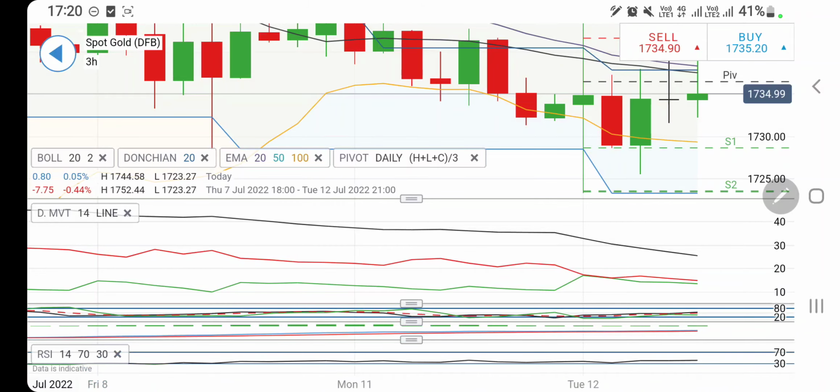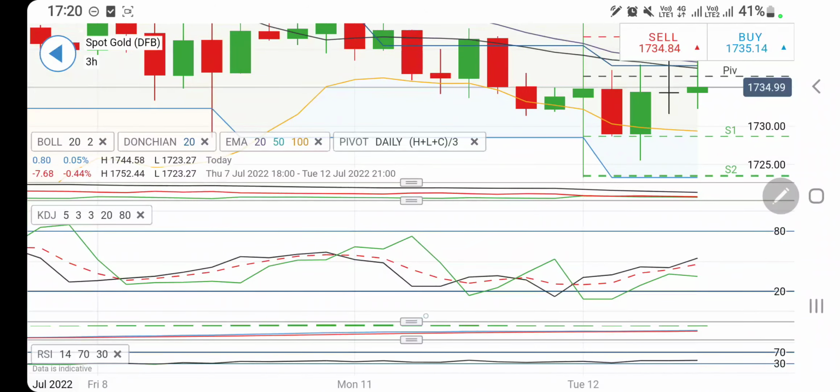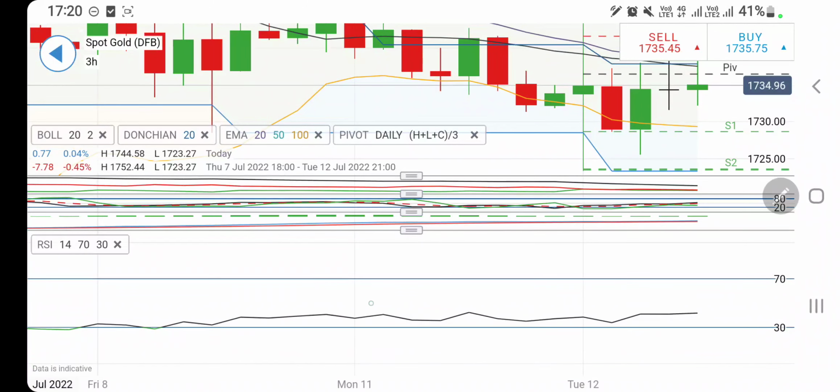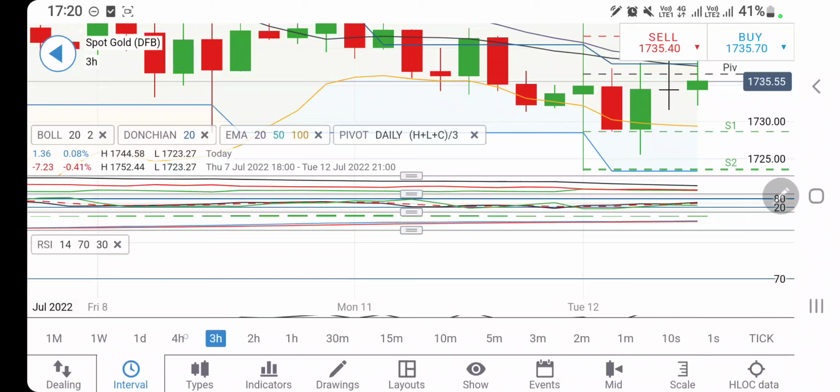If you look at the directional movement, it is trading parallel without any deviance, and stochastic is looking upwards. It's bullish. MACD is parallel. It is trading green. RSI is trading flat with a slightly bullish bias.